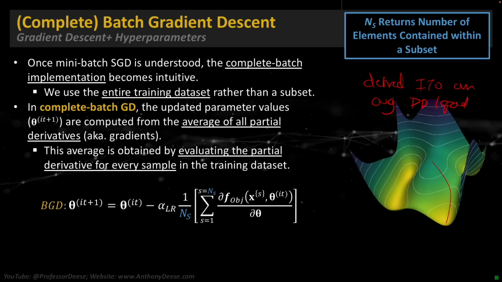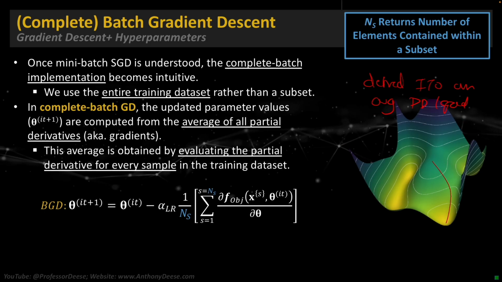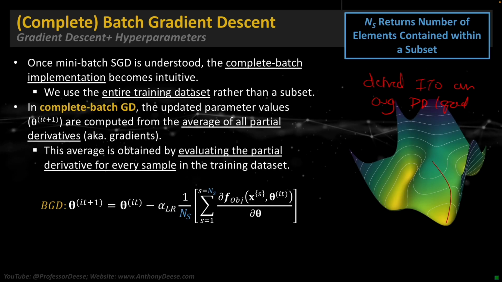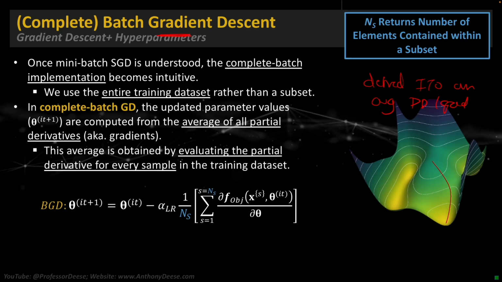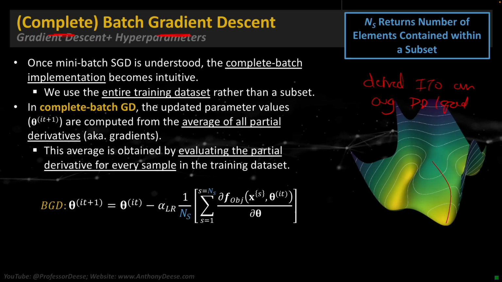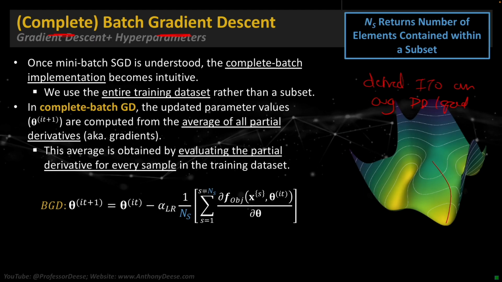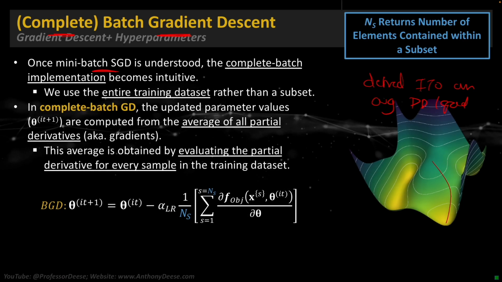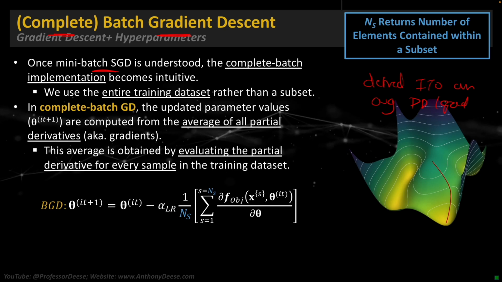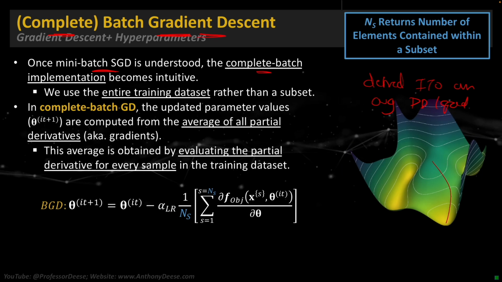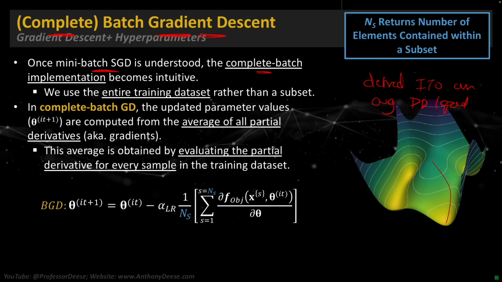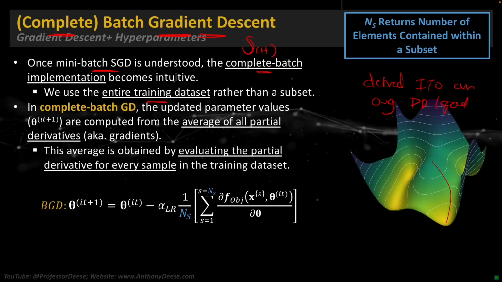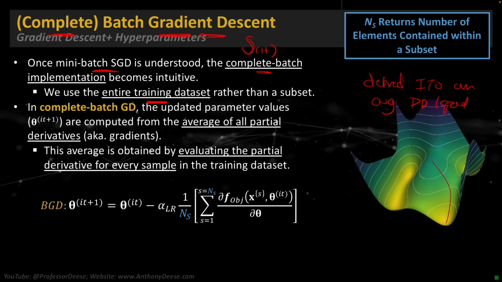The single element and mini batch implementations both fall within the category of stochastic gradient descent. On this page, we want to discuss an alternative, which is batch gradient descent. I'll sometimes refer to it as complete batch gradient descent. Now, once we understand the mini batch stochastic gradient descent approach, it's pretty intuitive to also understand the complete batch gradient descent. Instead of using a subset of the training data set for each iterative update, we employ the entire training data set for every iterative update.